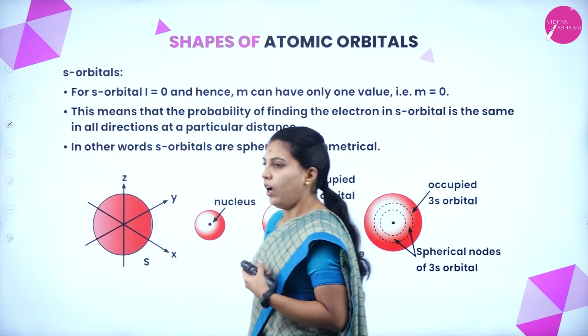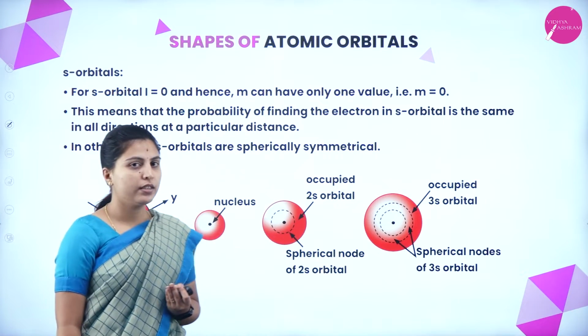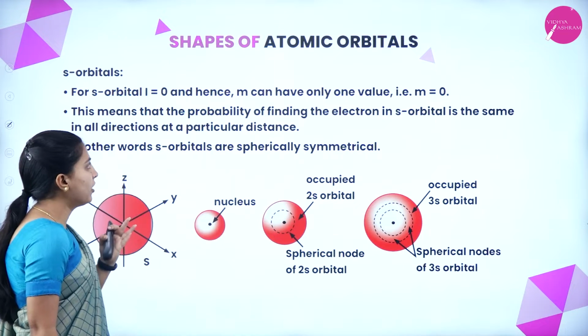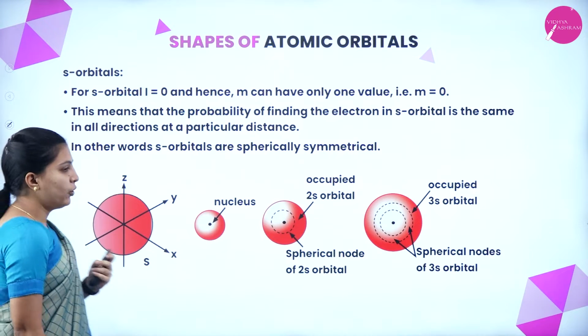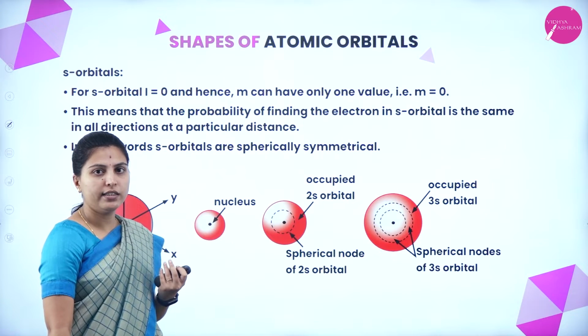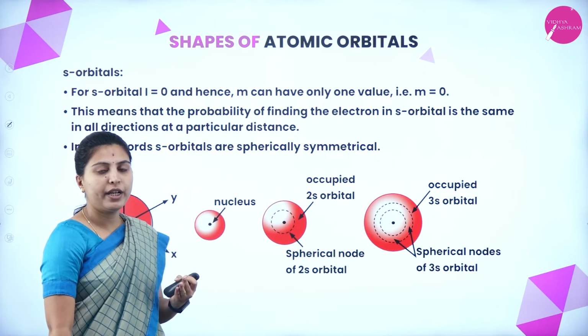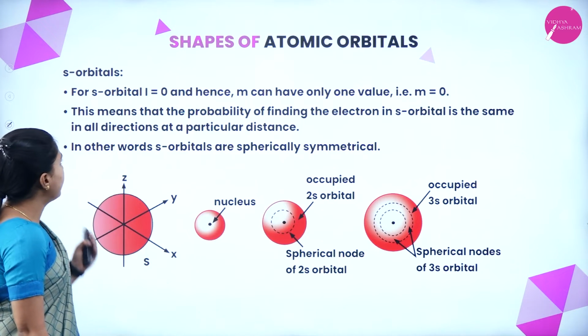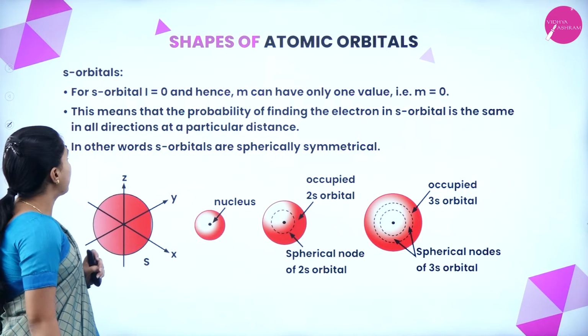Next, after seeing all the quantum numbers, we are going to explain the shapes of atomic orbitals. We know that there are 3 kinds of orbitals or 4 kinds, but we will explain the S, P, D orbitals. First we will look at the S orbital.